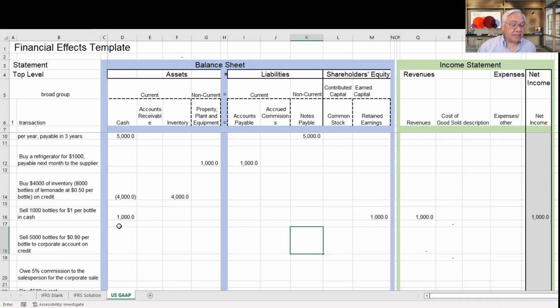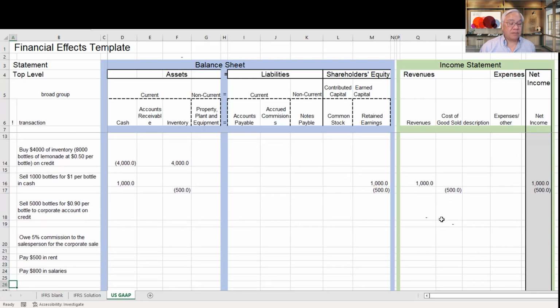Oh, we forgot something. There's cost. We didn't just get money. We have to reduce our inventory. So 1,000 bottles at 50 cents a bottle cost us $500. So we have to reduce our inventory for the cost of what we sold, literally cost of sales. We have cost of goods sold, which reduces profit, is a negative. It goes down. Profits go down. So that's 500, and that reflects in retained earnings. Okay, hopefully you're still tracking with me. There are a few more to do.